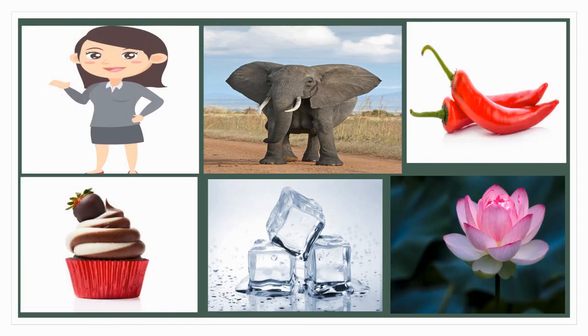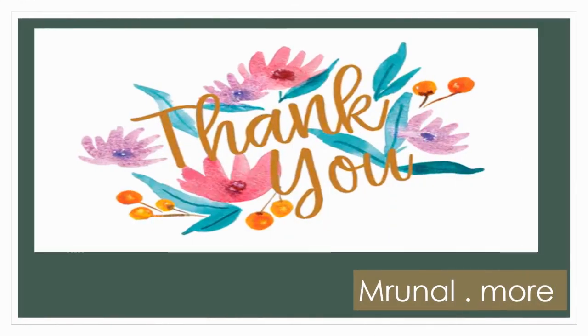Here are the pictures for you. The first picture is of a woman. The second picture is of an elephant. The third picture is of chili. And the fourth picture is of a cupcake. Next, we can see picture of ice cubes. And the last picture is of a flower, lotus. So, you have to write two adjectives for all these 6 pictures. I hope you will complete your homework. Thank you.